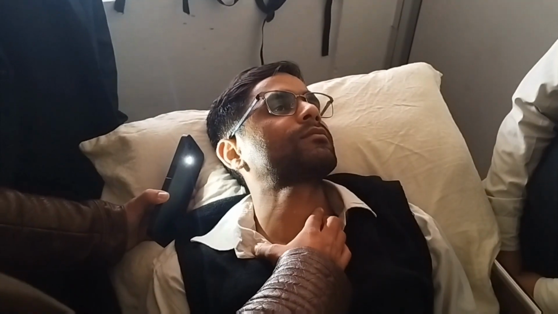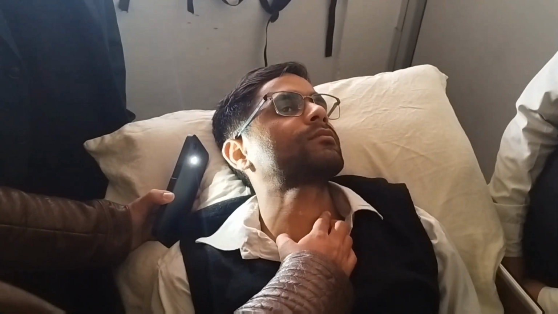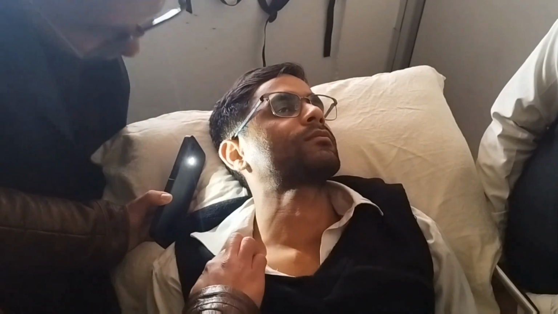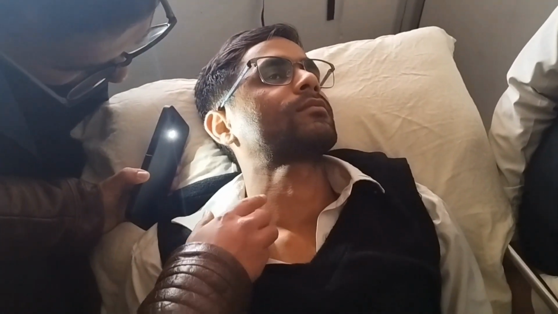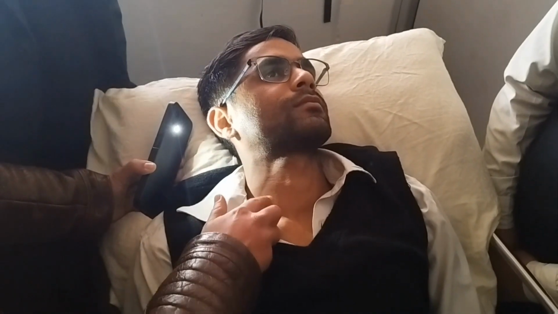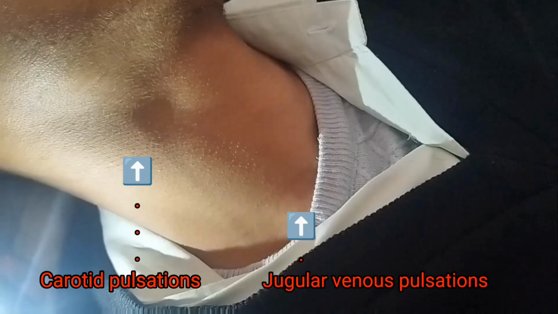Okay, we can see jugular venous pulsations right here in this patient. So I have inspected the jugular venous pulsations right here. You can also see pulsations here, but these are due to the carotid artery. So this one is the jugular venous pulsation.